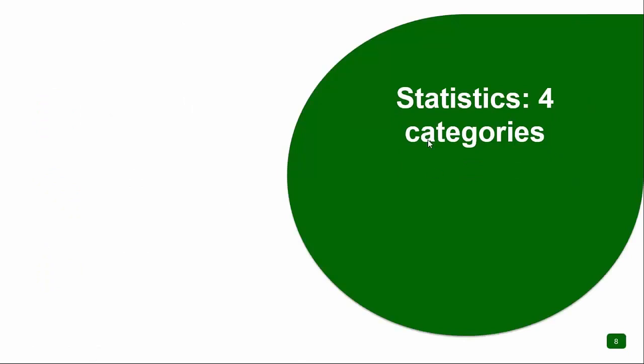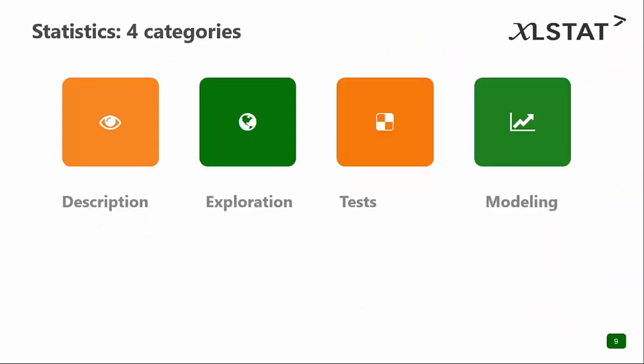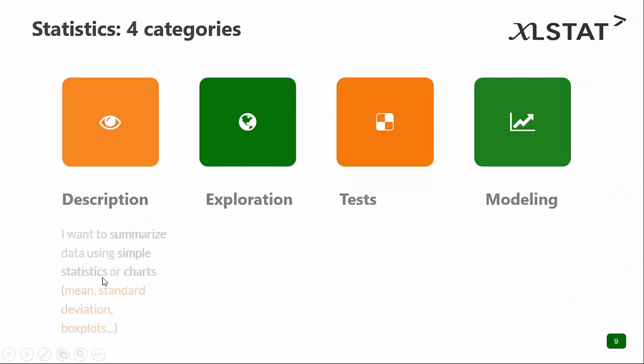So statistical tools can be sorted into 4 categories. This is my personal way of grouping statistical methods. First of all, we have descriptive statistics that help you summarize data using simple statistics or charts, such as the mean, the standard deviation, the box plots. Those tools are useful when you have maybe one single variable or pairs of variables or 3 variables, but generally not more than that.